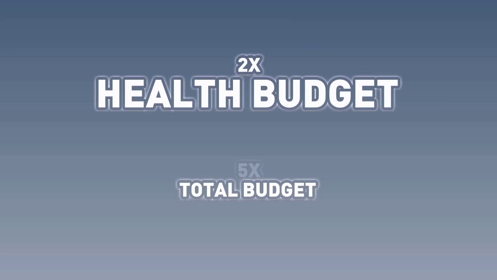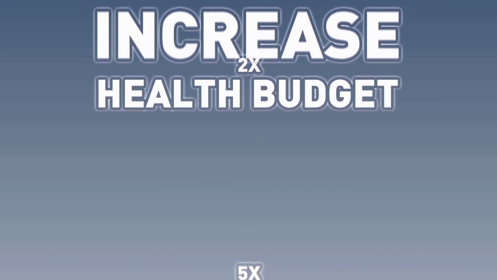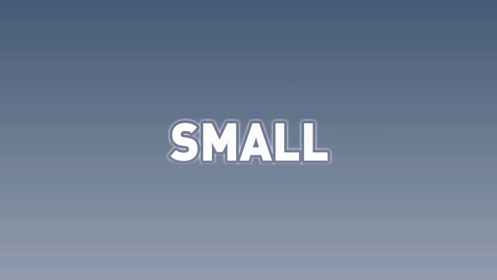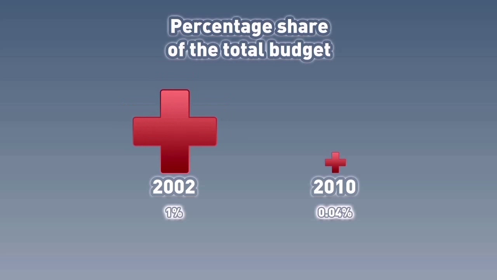If the health budget doubled, while the rest of the budget increased by 5 times, we would probably say that the increase in the health budget was small, and that health was a lower priority in 2010 than in 2002. You can see that health as a share of the budget has fallen in this scenario.